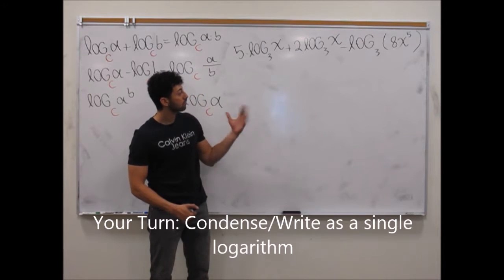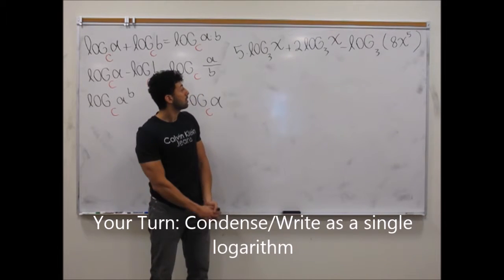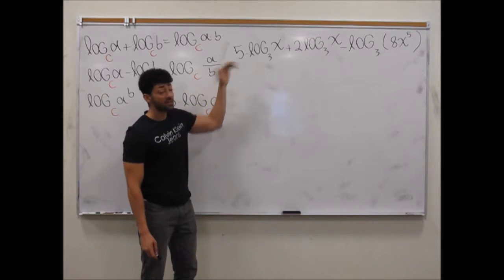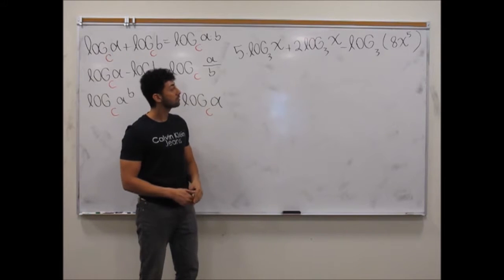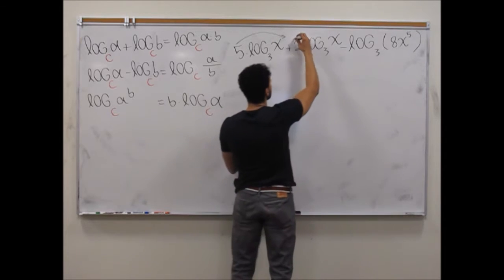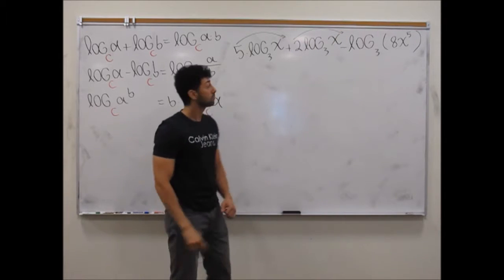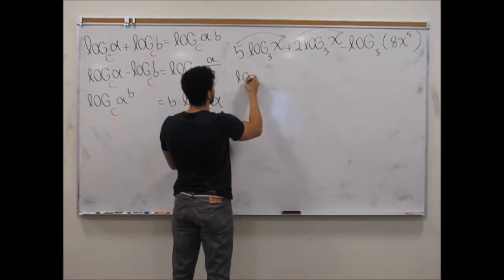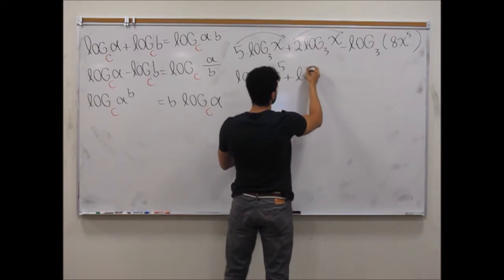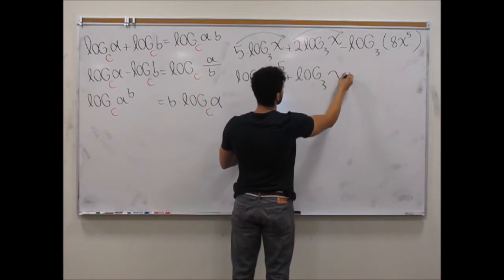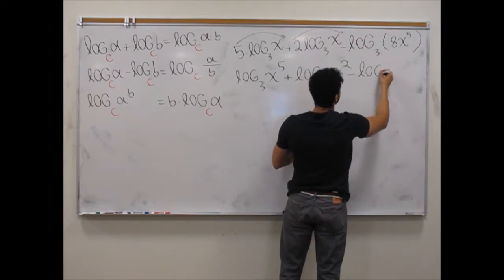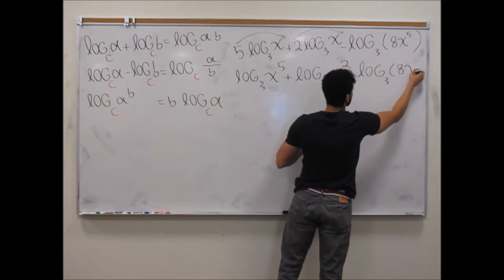Okay, so another one where we have to compress it. The main thing here is just to bring back anything that's being multiplied to the log, any coefficients, back as an exponent. That's really the main thing to look out for when you're compressing. So we're going to bring this 5 back, we're going to bring this 2 back, and that's it for now. So then we'll get log base 3 of x to the 5th plus log base 3 of x squared minus log base 3 of 8x to the 5th.